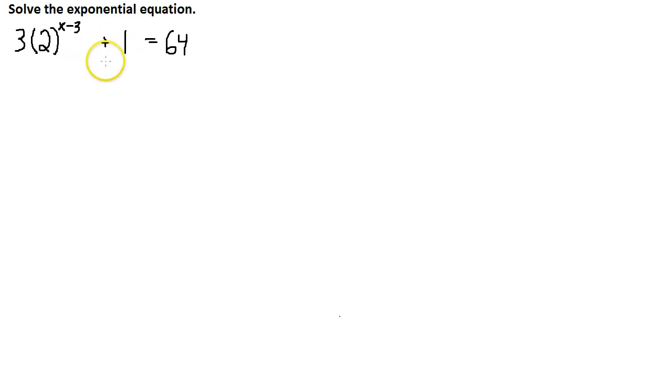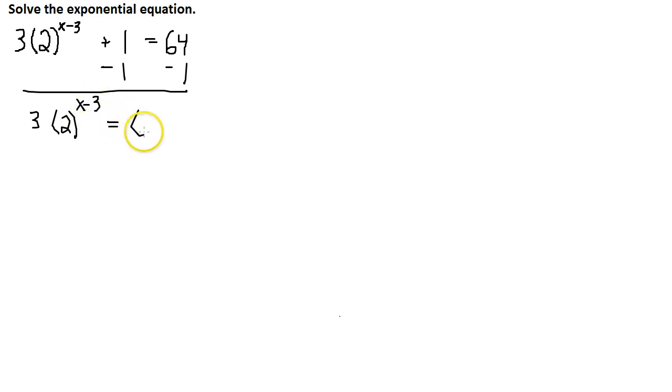And so we need to deal with the addition of 1 and the multiplication of 3 in the following order, though. We first must subtract 1 from both sides. What that gives is the single term, 3 times that exponential term, and then that's equal to 63 on the right hand side.